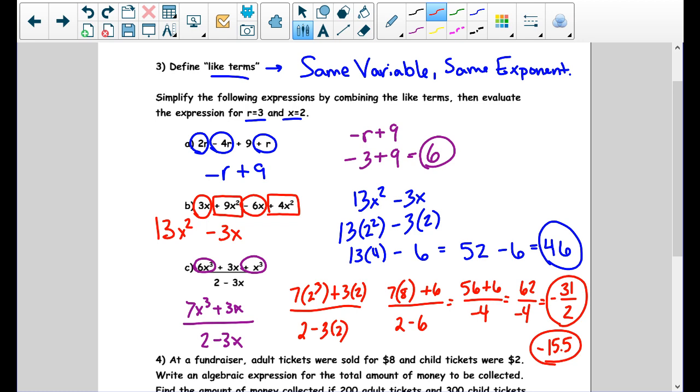So here's our answer. 2 to the third is 8. 7 times 8, 56, plus 6 is 62. So there's my top number. On the bottom, 3 times 2 is 6. 2 minus 6 is negative 4. So carry that negative 4 over. 62 over negative 4 simplifies into negative 31 over 2. And half of 31 is 15 and a half. So negative 15 and a half. Either one. You can either leave it as a fraction or put it as a decimal. Don't care.